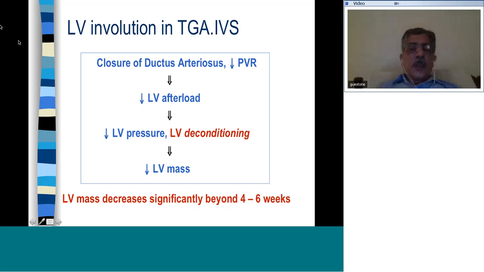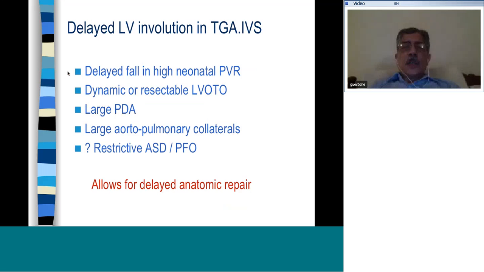This results in a lower intraluminal left ventricular pressure, which leads to left ventricular deconditioning. And when this deconditioning persists over a period of time, that leads to an actual regression of left ventricular mass, and this is a time-related event. It is generally observed that beyond 4 to 6 weeks, this regression of left ventricular mass appears at a more rapid rate. But in many situations, even at late presentation, the left ventricle may not have involuted.